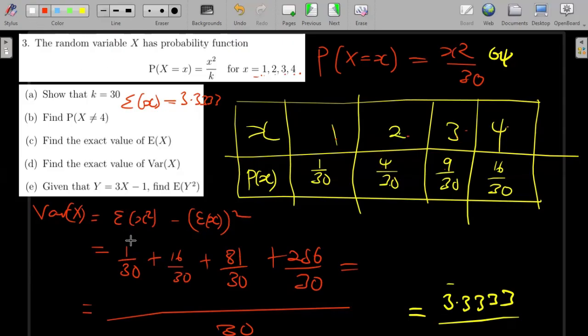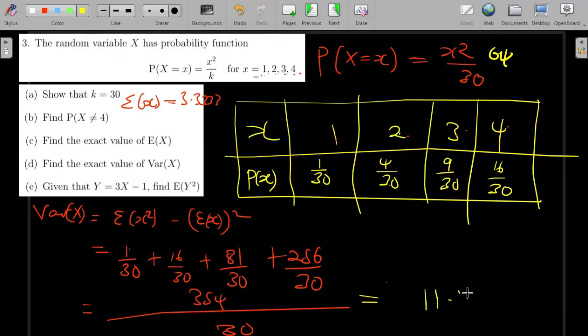So since we have the common denominator, we can just add the numerators. I'm doing it on my calculator: 1 plus 16 plus 81 plus 256. I'm going to get 354. So it's 354 over 30. You can find that as a decimal. If you find that as a decimal on my calculator, I'm finding 11.8. So that is my expected value of x squared.